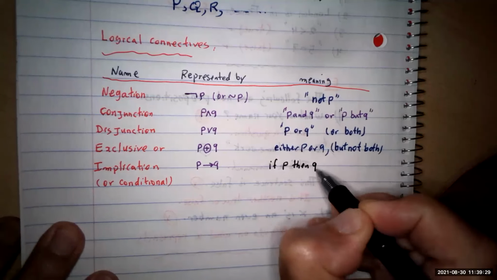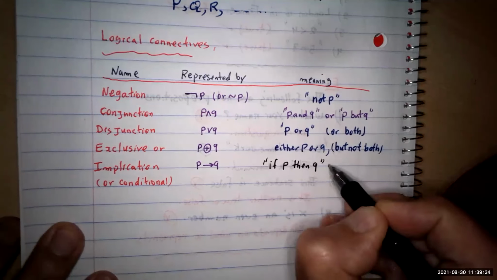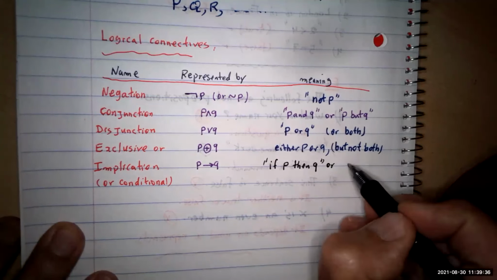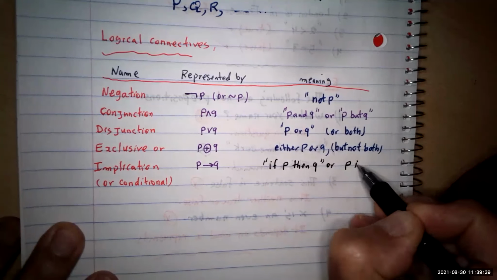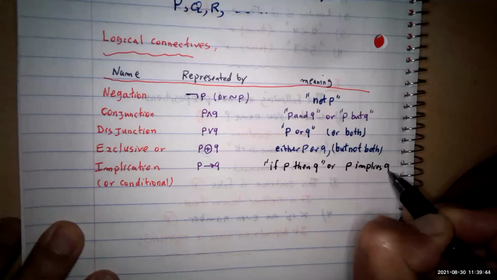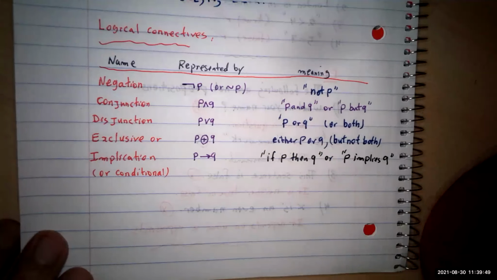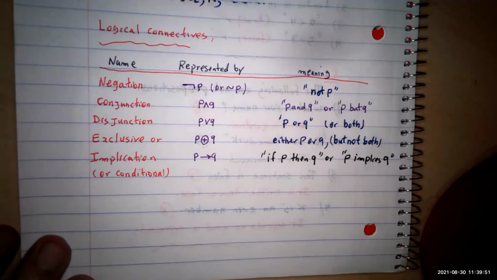If P then Q, or P implies Q. You can use both of them. If P then Q is more popular, but in your book you see lots of statements just written as P implies Q. So we are going to use both of them. That's the implication.